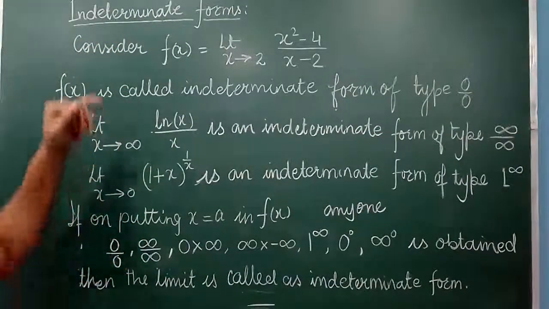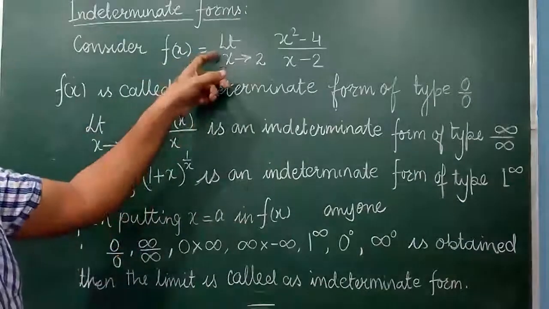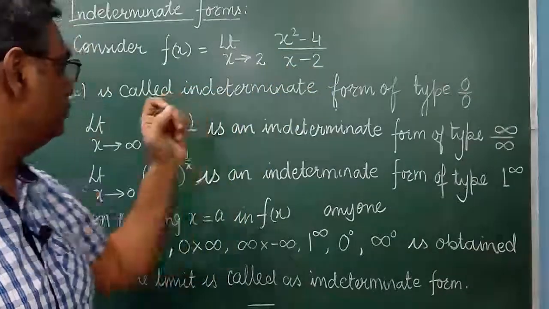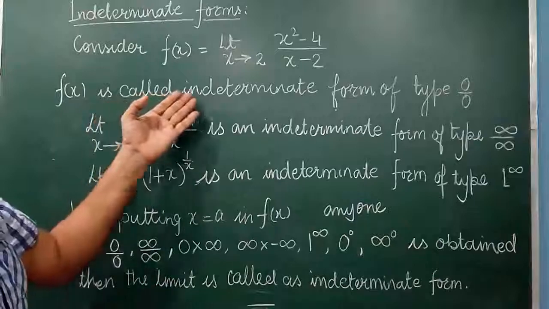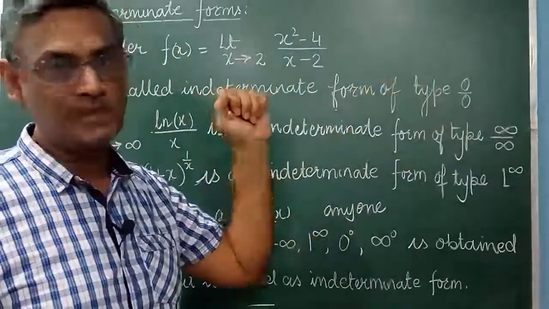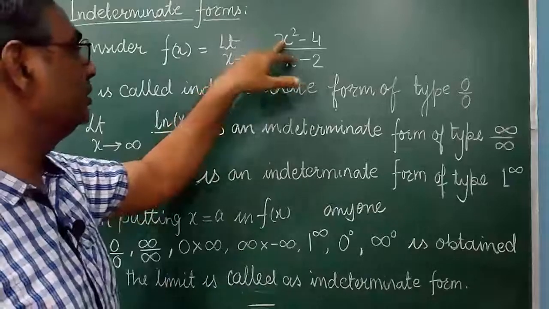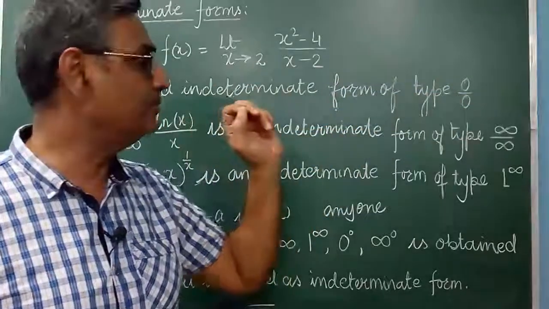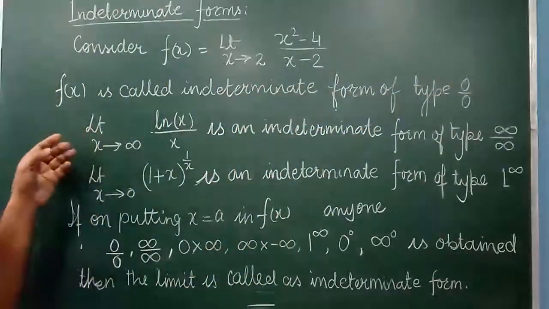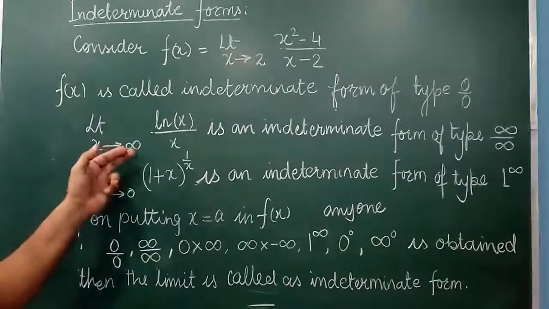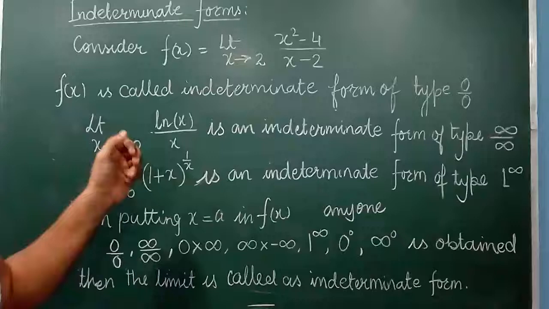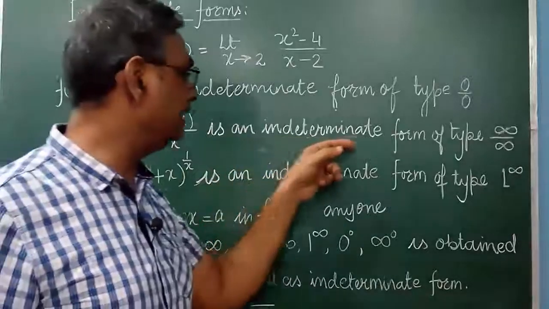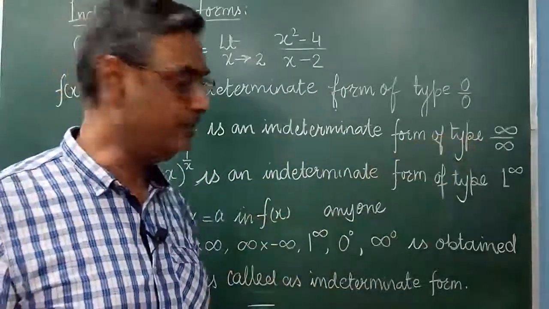So if we consider a function f(x) equal to limit x tending to 2, x square minus 4 by x minus 2, f(x) is called indeterminate form of the type 0 by 0, means if I put the value 2 here, I will get 4 minus 4 is 0, 2 minus 2 is 0, so 0 by 0 form. And if I take limit x tending to infinity, log x upon x, and if I put here infinity and here infinity, so infinity by infinity, so this is an indeterminate form of the type infinity by infinity.